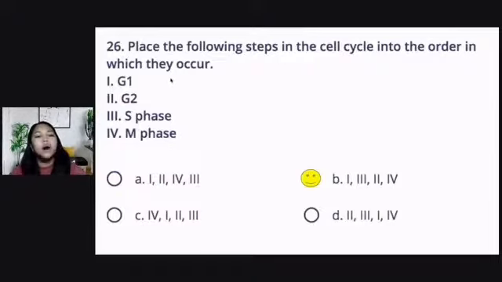Out of your 3 stages in your interphase, nauuna yung G1 or gap 1, and then it is followed by S phase, where the DNA is duplicated, the chromosomes are duplicated. And of course, you have G2, which is gap 2 prior to M phase. So, that would be 1, 3, 2, then of course it is going to be followed by the M phase. Kaya tama itong ating letter B. 1, 3, 2, and 4. So letter B, ang ating choice for number 26. We move on with number 27.